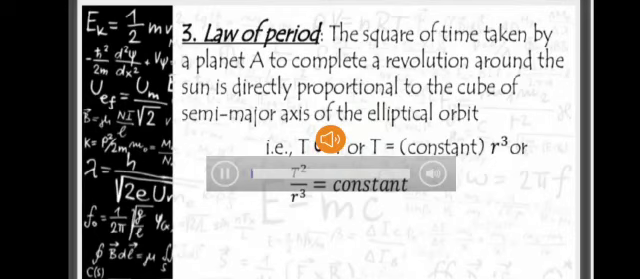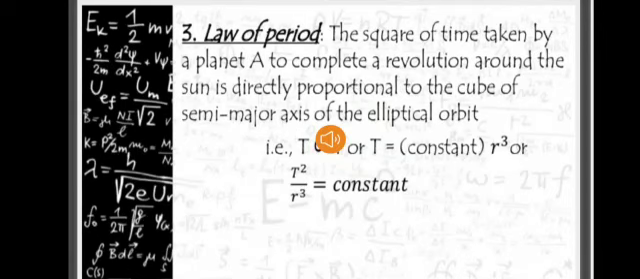Kepler's third law, that is law of periods. He stated that the square of the time for a planet to complete one revolution around the sun is directly proportional to the cube of semi-major axis of the elliptical orbit. In the third law, T squared is directly proportional to R cubed, where R is the semi-major axis. T squared is directly proportional to R cubed.